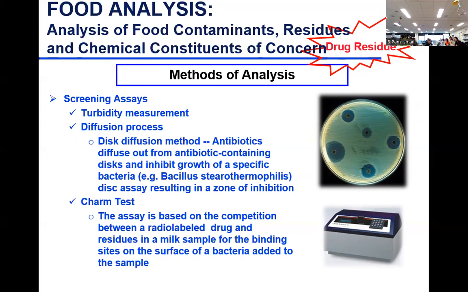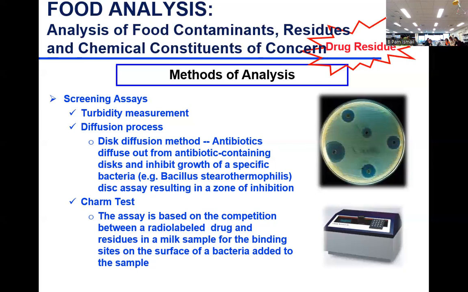You take a plate with specific media for the particular bacteria, Bacillus stearothermophilus. You take a little disc, you probably don't see it, that you have your milk sample in, and then you incubate. Then you will see there is growth where there is no disc, and there are zones where there is no bacterial growth. That means there is antibiotic in these samples. If there's no antibiotic, you'll see bacteria growing everywhere.